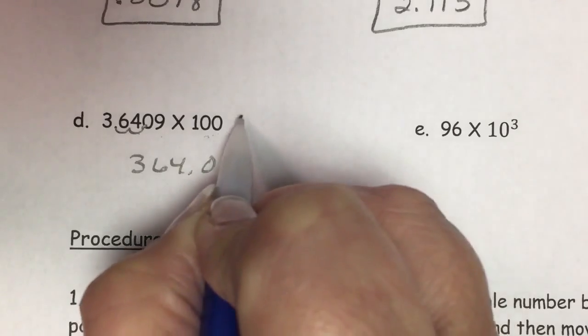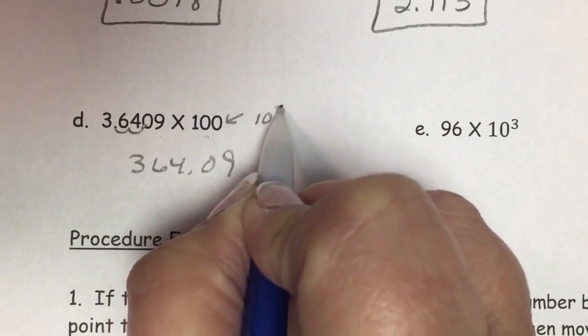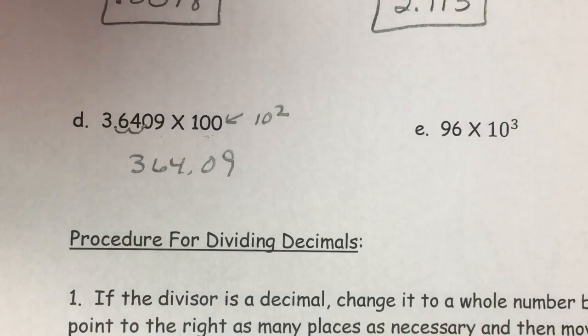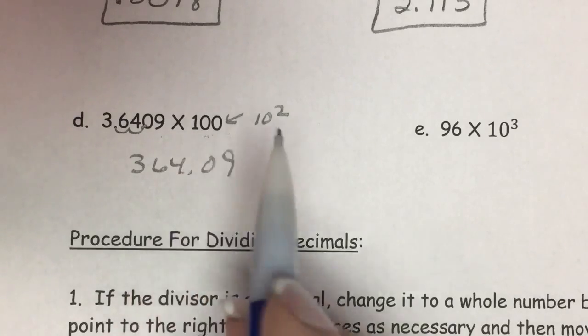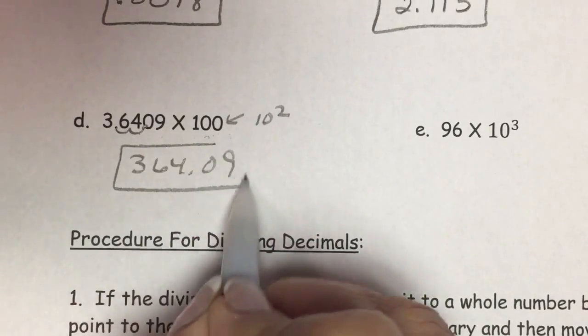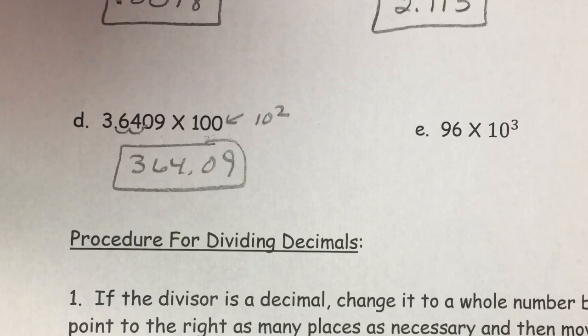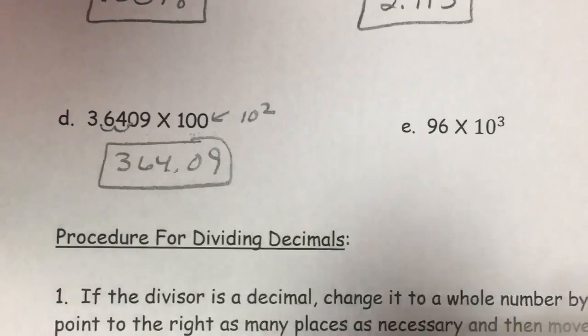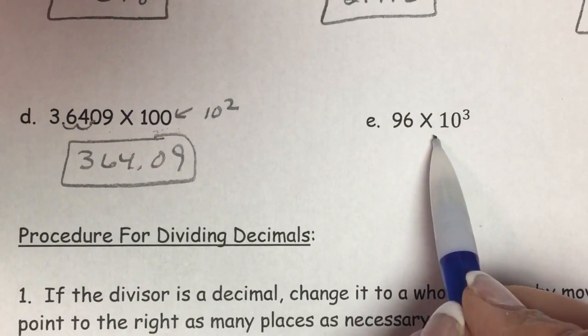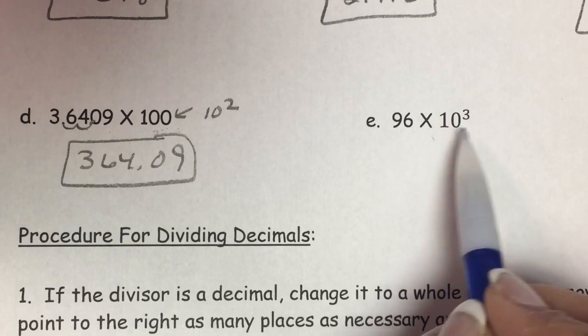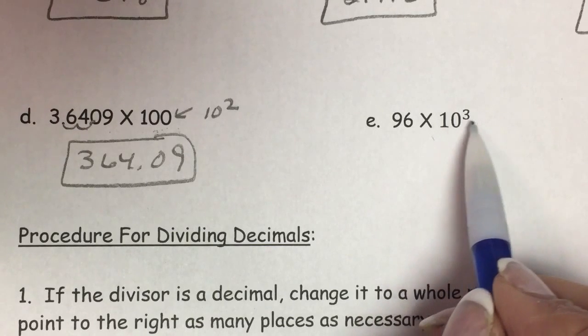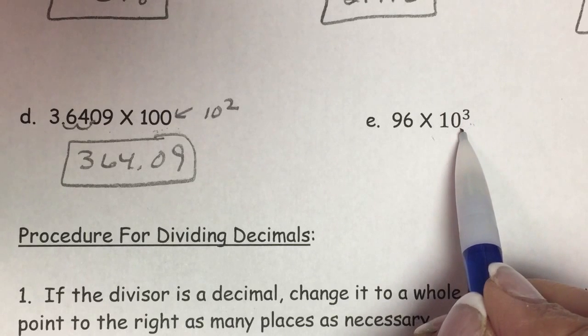Why is it 2 places? Because this number is actually 10 squared. Or you can think of it that there's 2 zeros. That's why you move it over to the right 2 places. Using that same logic, for this guy, we're going to move it over 3 places because 10 to the third power has 3 zeros. It's really 1,000.